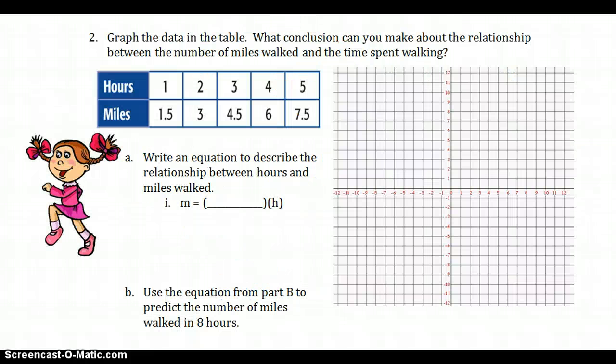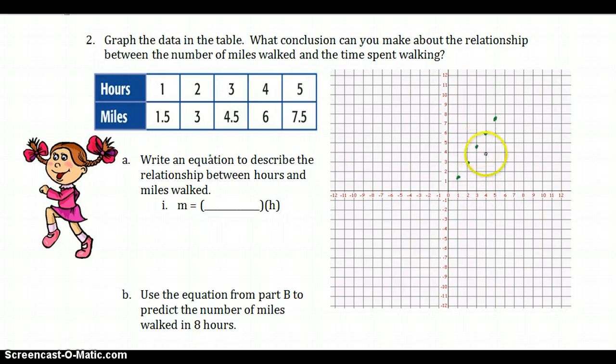They're asking us to graph the data in the table, and what conclusion can you make about the relationship between the number of miles walked and the time spent walking. So 1 hour is 1.5 miles, 2 hours was 3 miles, 3 hours 4.5. Okay, so I finished graphing the data. If I check for a common difference of 1.5 each time, it increases at a constant rate of change. So the difference is the same, and these are all going to be 1, 1, 1.